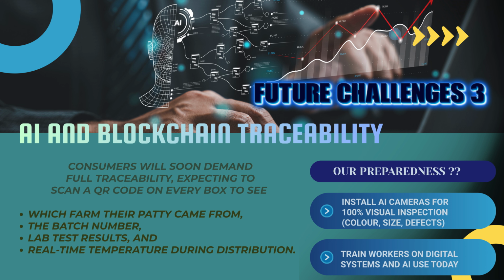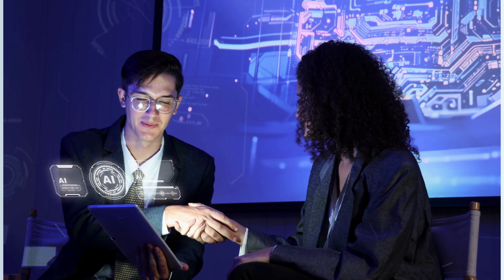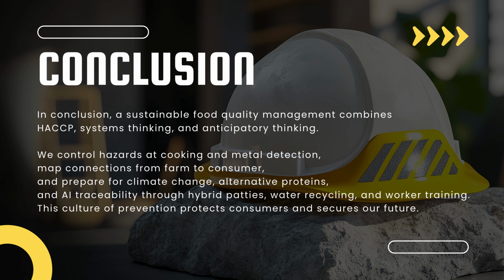We will install AI cameras for 100% visual inspection of color, size, and defects. We will also train our workers on digital systems and AI use today, so our team is ready for this technological shift. In conclusion, sustainable food quality management combines HACCP, systems thinking, and anticipatory thinking.